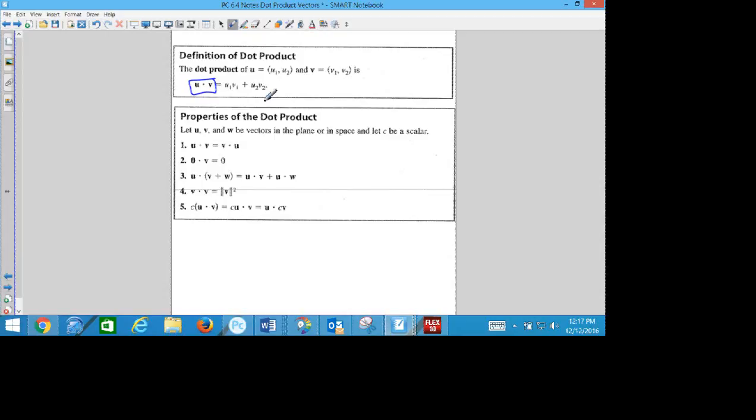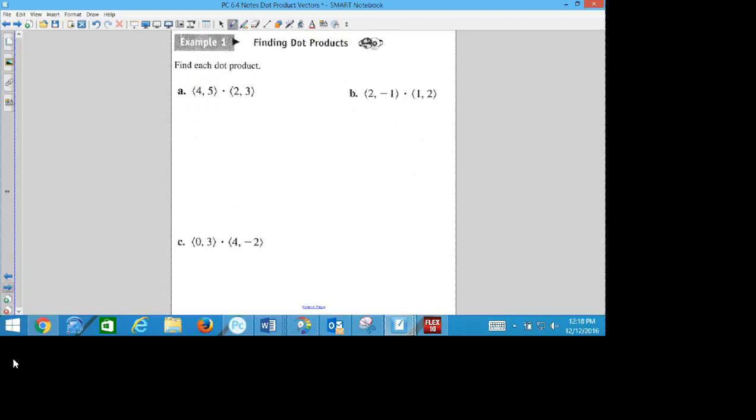This box are properties that you can use with the dot product, and we're going to use some of these in the homework, especially number 4, which I'll come back to. If you do U times V, you could also do V times U, and it'd be the same answer. Or 0 times V is the same thing as 0. Or if you do U multiplied by V plus W, then you could distribute the U. It's just the properties that you are allowed to use with the dot product.